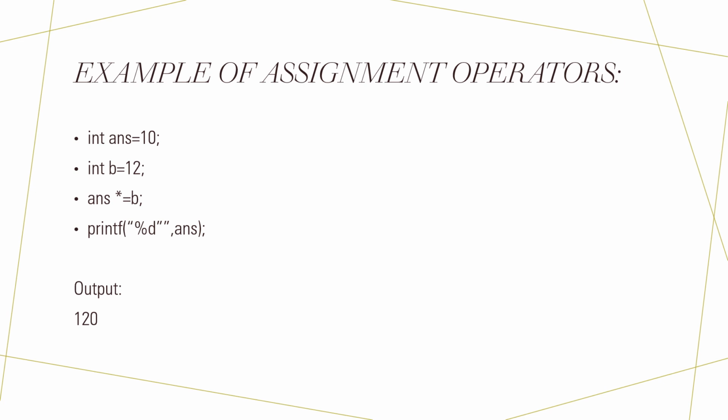We will consider here the example of the assignment operator in which we have two variables. One is ANS, which is of integer data type, and is given the value 10, and another is B of the same data type, which is given the value 12. Now we will perform the assignment operator ANS multiplied-equals B. As a result, the ANS value would be multiplied by B. We get 120, and the same value would then be saved in the variable ANS. So the value 10 would be overwritten by 120. So the printf will give the output of 120.